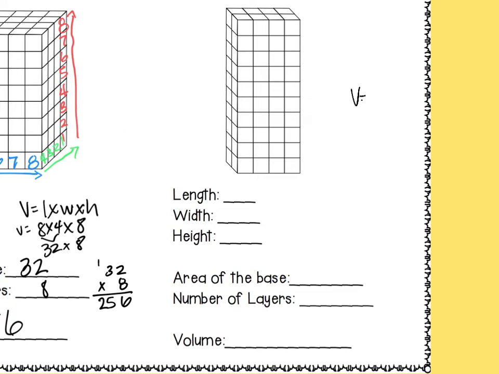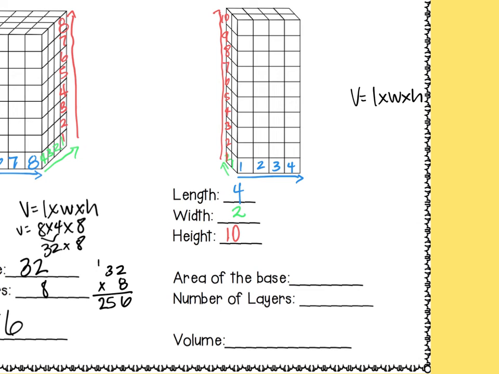Now I'm going to find the volume of this prism here. And I know that volume equals length times width times height. So I'm going to count my length. My length is here. And I have 1, 2, 3, and 4 cubes. My width is 1 and 2. And my height, up and down, is 1, 2, 3, 4, 5, 6, 7, 8, 9, and 10.